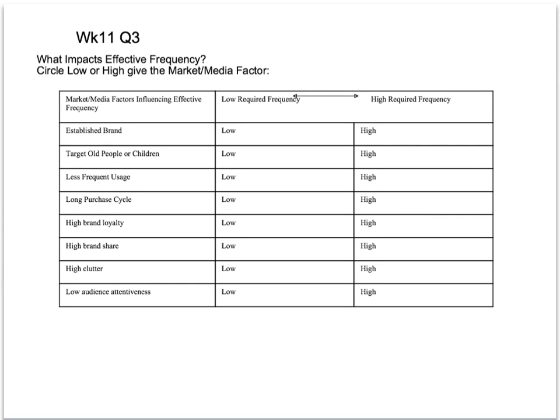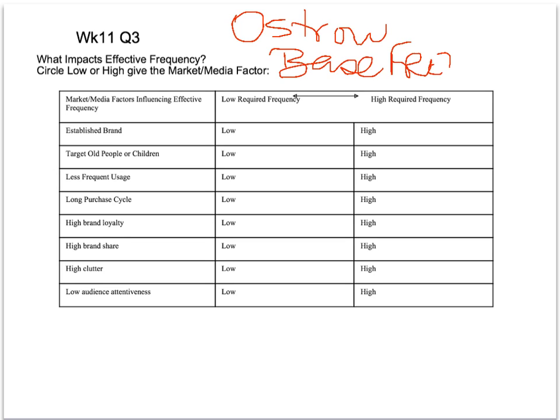Week 11, question number 3 asks us to refer to the Austro model of effective frequency in determining whether a particular market, media, or message factor requires lower or higher frequency. So again, not to be forgetting that this is the Austro model, which starts with a base frequency of 3 and adjusts accordingly.